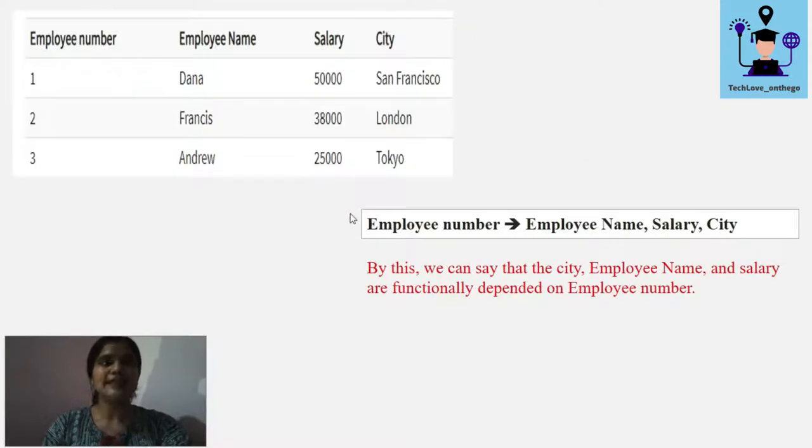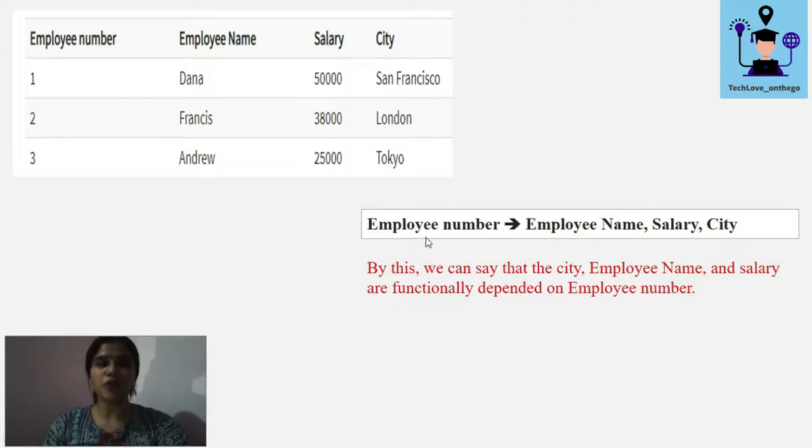So let's take this example. This is a relation where some attributes are like employee number, employee name, salary and city of the employee. Here you can see some tuples related to them. So here the employee number can determine the employee name, salary and the city of the employee. That means with this functional dependency, I am saying that employee number is able to find out what is the name of the employee, what is the salary and what is the city of that employee.